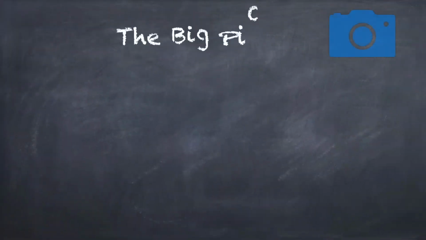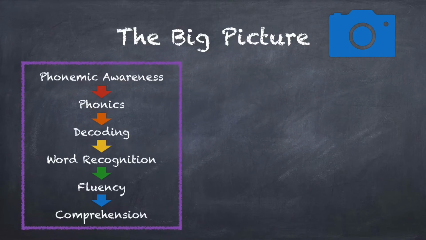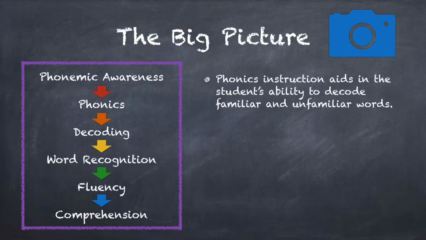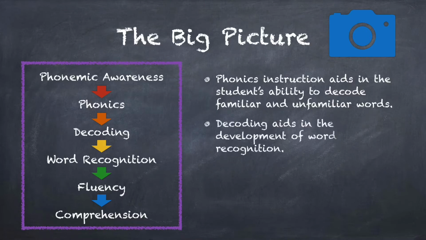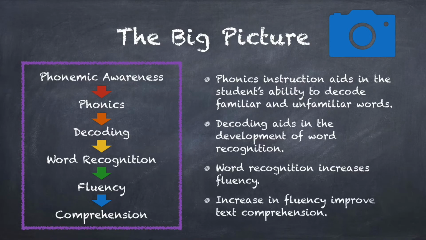If we look at a big picture, we can see the logical sequential order to reading and comprehension. Phonics instruction aids in the student's ability to decode both familiar and unfamiliar words. Decoding allows for the development of word recognition, which then increases fluency. This increase in fluency will then result in the improvement of text comprehension.